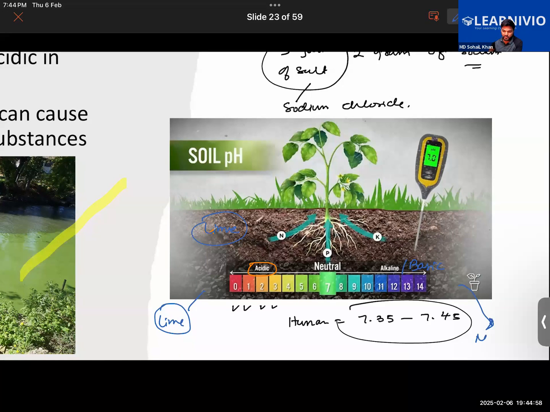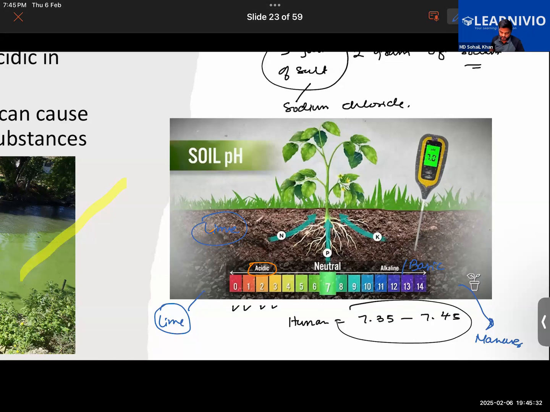What is manure? Manure is prepared from dead and decaying organic matter, like dead leaves, vegetable peels, human and animal excreta, the fecal matter, all that. By addition of manure to the soil, we can turn it back to neutral. If the soil is basic, manure will be added; if it is acidic, lime will be added.